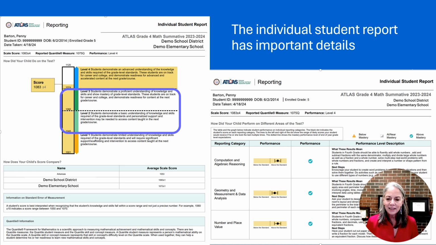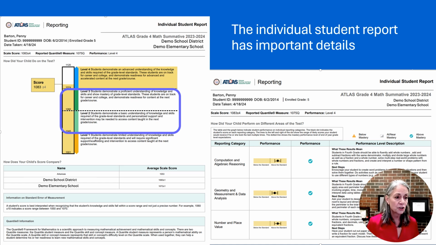I clicked on the download button for the detailed report, and I get the sweet spot. This is the information I really want you to see, because it gives you an explanation of all the performance levels. So if you're wondering how where my child is relates to the other performance levels, you can get that over here. I do want to stress again that if your student falls within levels 2 and 3, that means they are at grade level at the end of last year.